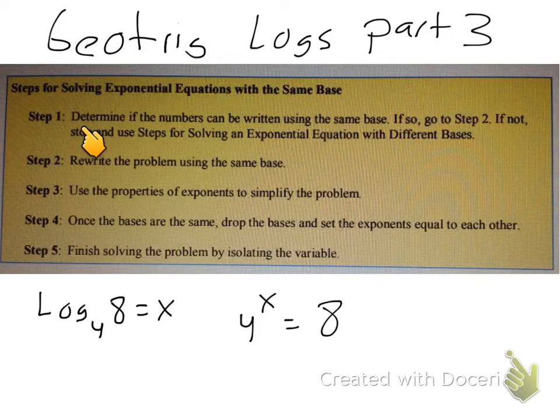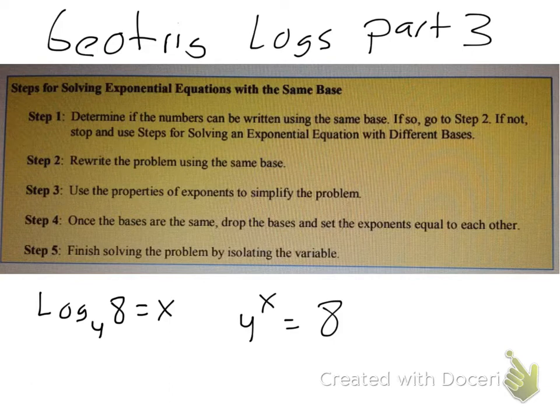Number 1, you have to determine if the numbers can be written using the same base. If so, go to step 2. If not, stop and use steps for solving with different bases. We'll get to solving exponential equations with different bases in a couple of videos from now. We're going to do this now, where we stick with the idea that the bases can be written to be the same.